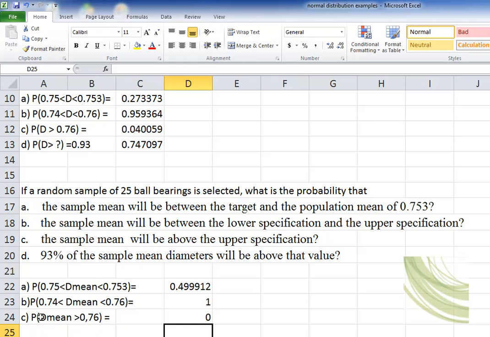So almost 0. Now this shows 0. If you want to get real value, you can increase decimal value. Oh, it's 0.